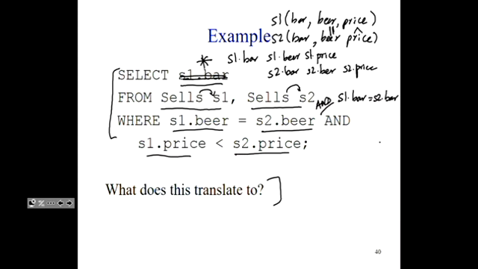By only selecting S1.bar, what I'm saying is project onto just this attribute, throw away everything else. So that's what that means. Any questions about this? Yes, this query didn't evaluate to anything interesting, but hopefully you at least understand how to read a SQL query of this form. Any questions about any of this?